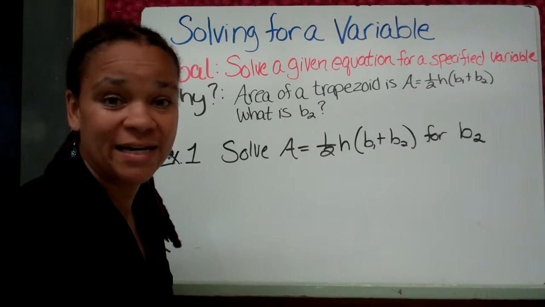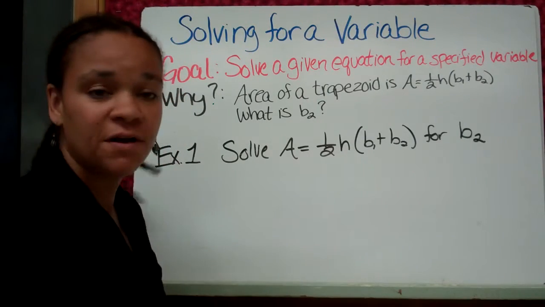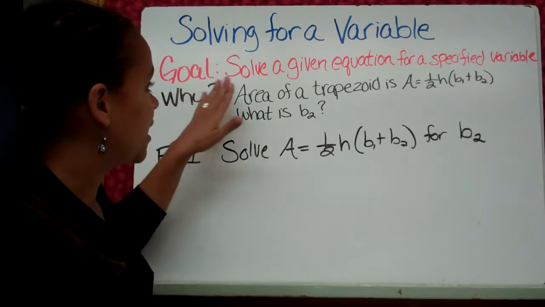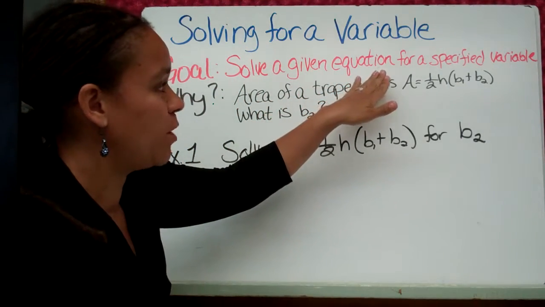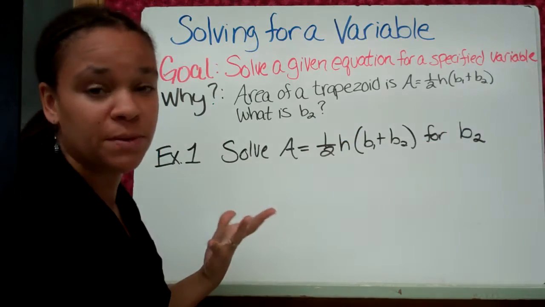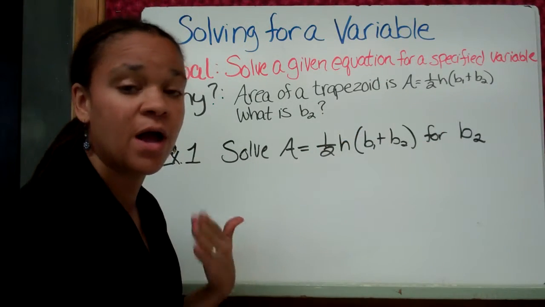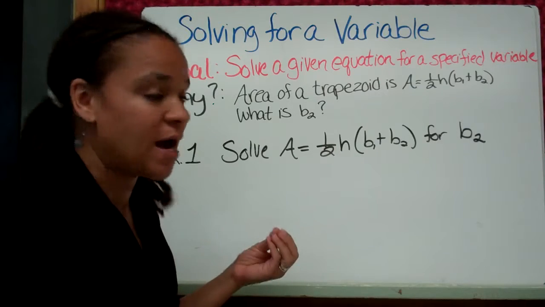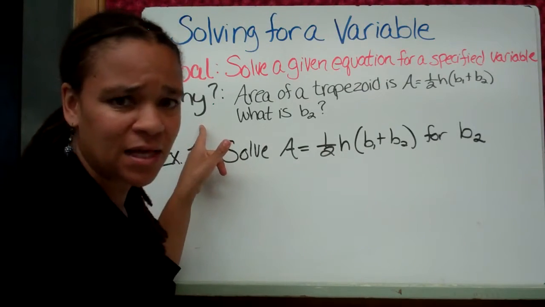Hi, it's Mrs. Pope, and today we're going to be talking about solving for a variable. So our goal today is to solve a given equation for a specific variable. You'll be told what variable you want to solve for, and that's the one you want to get all by itself, or isolate. So why would we do something like this?